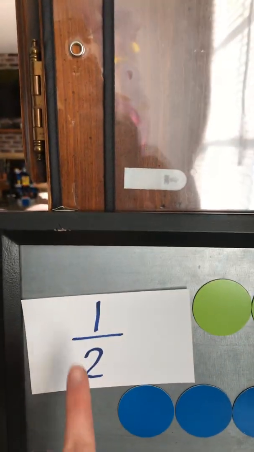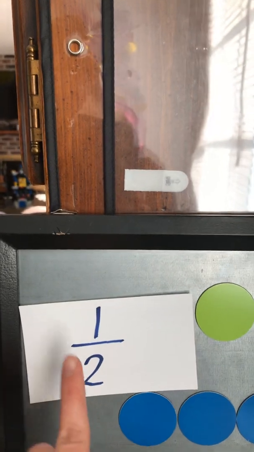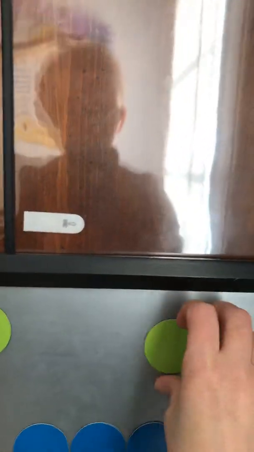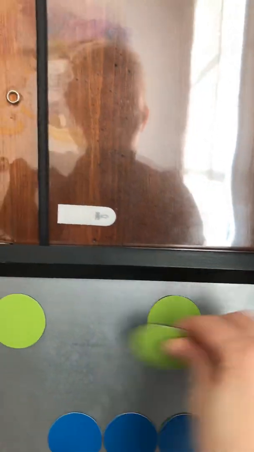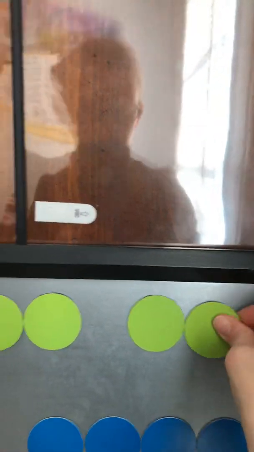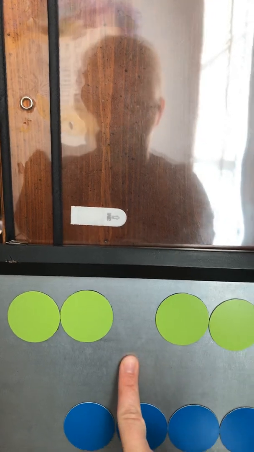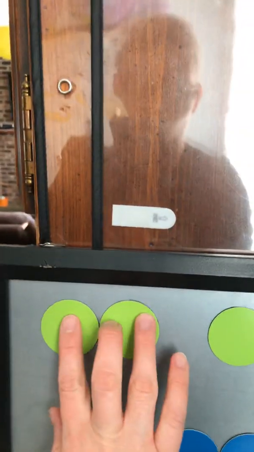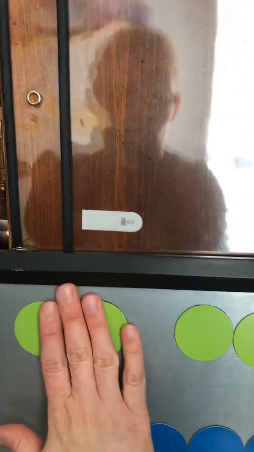This is 1/2. The bottom number tells me how many groups I need. I need 2 equal groups. So in order to make 2 equal groups, I'm going to say 1 over here, 1 over here, 1 over here, and 1 over here. I divided down the middle. Now I have 2 groups. And my fraction would be 1/2 because this would be one of 2 groups.